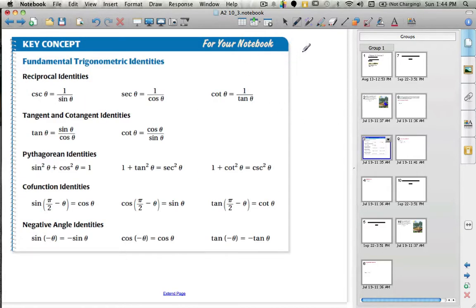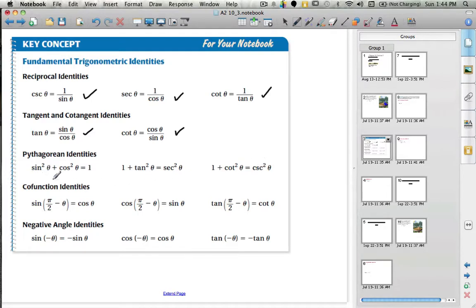Some of them you already know. For instance, the reciprocal identities you should already know. Cosecant is the inverse of sine, secant is the inverse of cosine, and cotangent is the inverse of tangent. You should also know these. Tangent of theta is sine over cosine, and cotangent of theta, since it's the inverse of tangent, is cosine over sine. And then we've got some new rules that you haven't seen before.